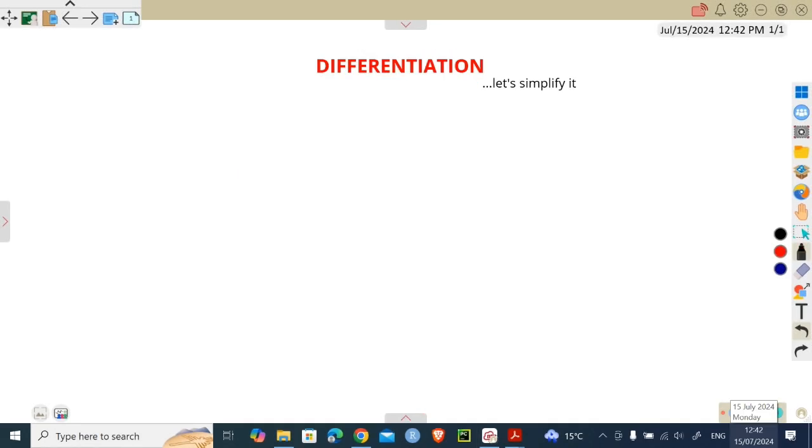Hello guys, let's simplify differentiation. Let's explain it to the layman so that the layman can understand what we mean when we say differentiation.